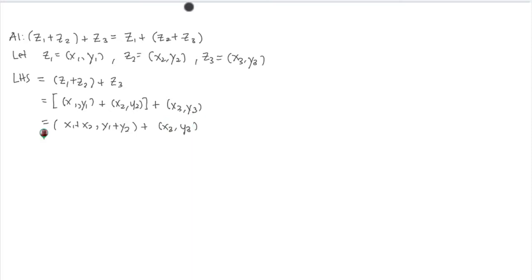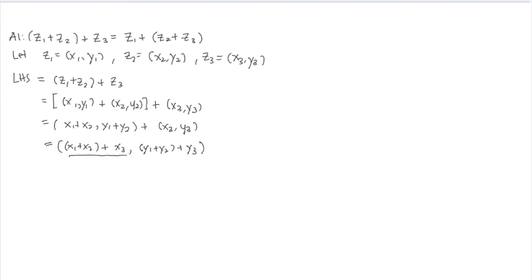So we now have two complex numbers. Applying again the definition of addition, we can get the sum of these two complex numbers. The real part is the quantity x1 plus x2, plus x3. The imaginary part is the quantity y1 plus y2, plus y3. So we're able to write this as a single complex number with real part the quantity x1 plus x2, plus x3.